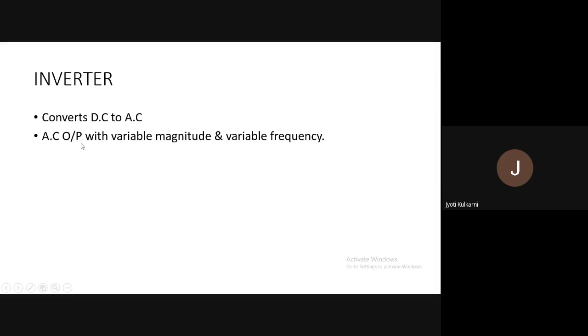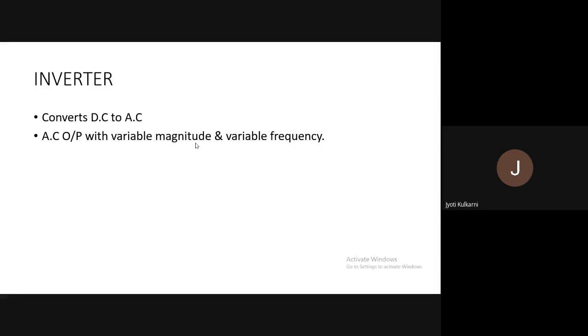So what is an inverter? I said it converts DC to AC, and what is the basic difference? Its output AC voltage has variable magnitude and variable frequency. Variable magnitude, what does it mean? Suppose I give 50 volt DC to the inverter and I want 230 volt AC, 50 hertz frequency. I can get that from an inverter.